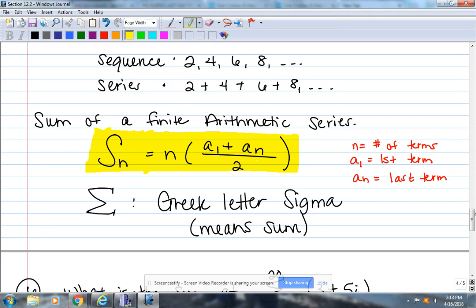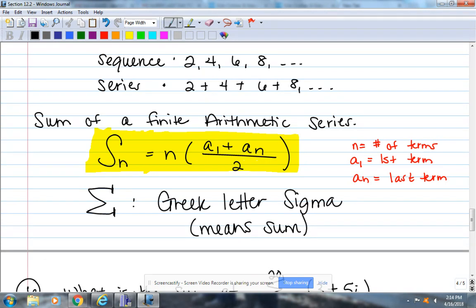All right. So, if you see this symbol, it looks like an E, and it's a backwards 3 kind of, but it's kind of jagged. It means sigma, and in math, that means the sum of something. Okay? Sum means you do what operation? Add. Okay. So, did y'all write this down? n is the number of terms. a sub 1 is the first one. a sub n is the last one.